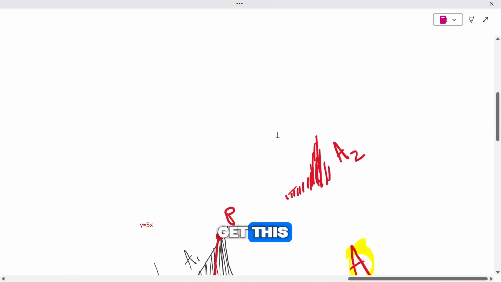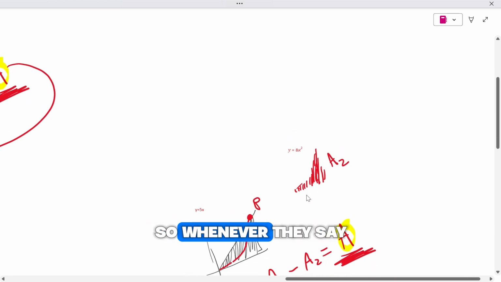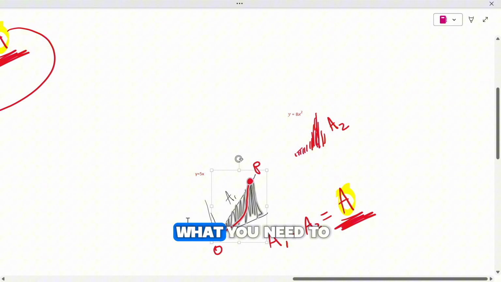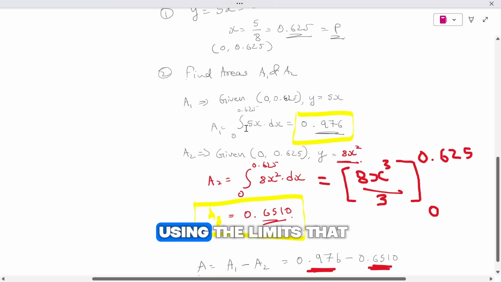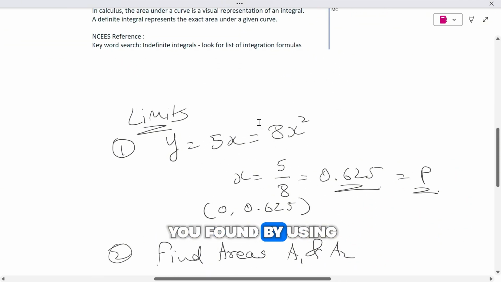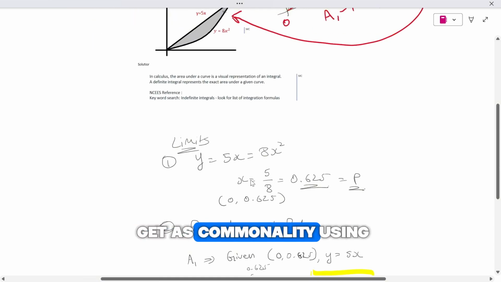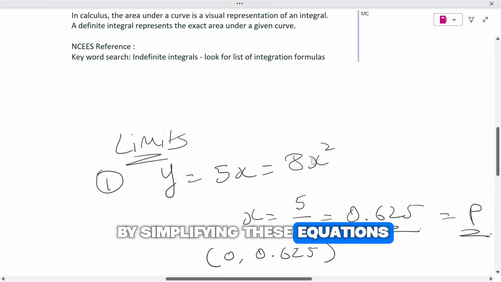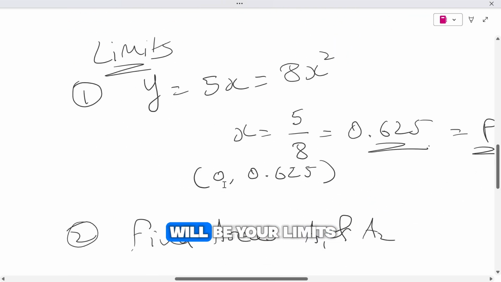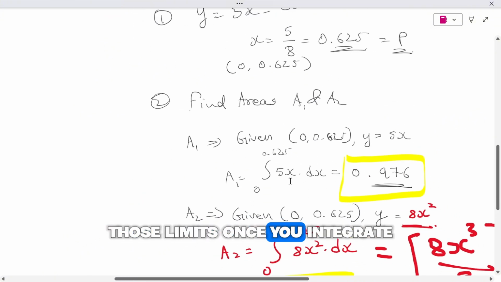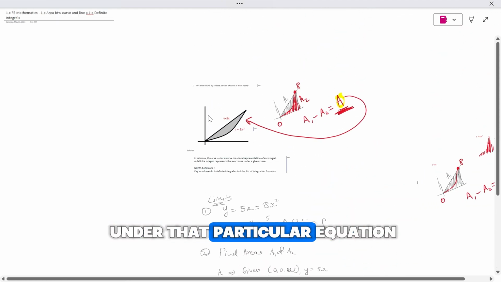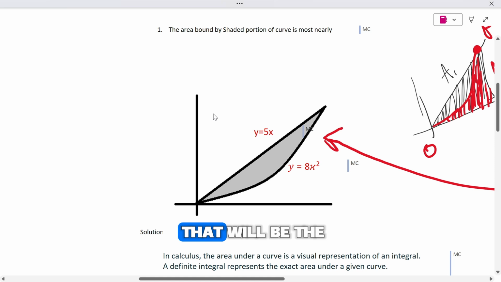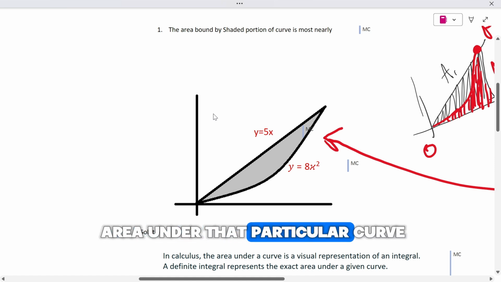So how did we get this? Whenever they say area under a curve, what you need to understand is that you integrate the equation using the limits that you found from the commonality between these two equations. Those two points you get by simplifying these equations will be your limits. Once you integrate over any equation with those limits, whatever you get is the area under that particular curve.